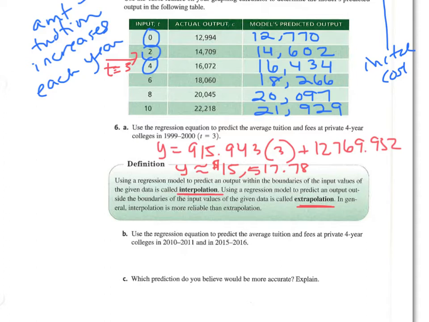Okay, extrapolation would be if I'm going to try to predict something outside of this. So let's say I want to know what happens 15 years past 1996, 1997. That would be considered extrapolation because it's outside my original input. So actually this is what we're doing in part B, they're having us do just that. So they're having us predict something that is outside.